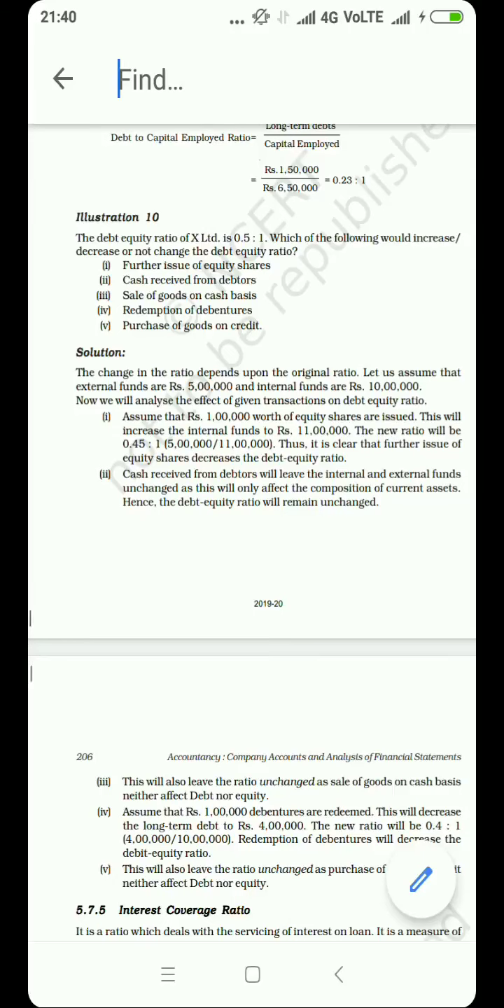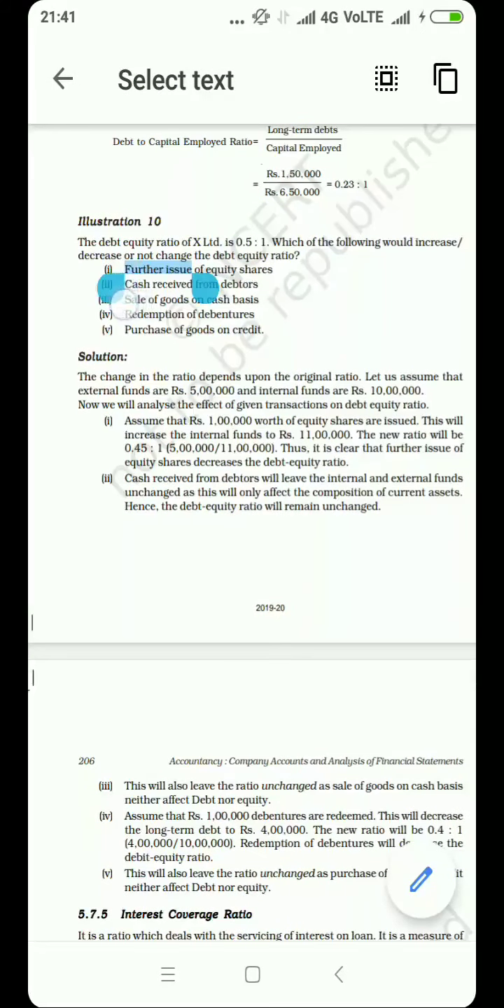So what is debt equity ratio? On the numerator you have debt and on the denominator you have equity. Here it is given further issue of equity shares. So when new equity shares are issued, our denominator will increase.